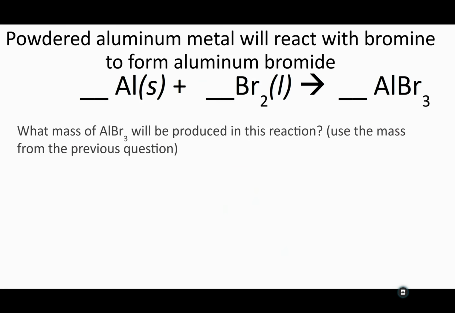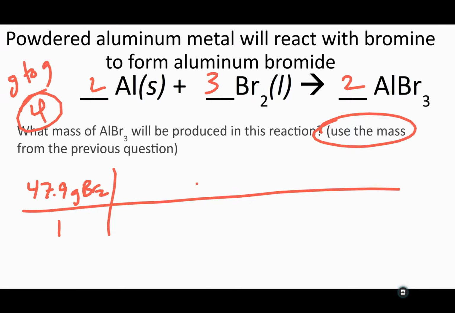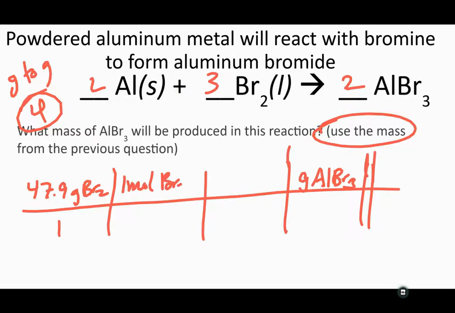This next one here is going to be grams to grams. We're going to use the mass. So we're going to use 47.9 grams of Br2 and convert that over to mass of AlBr3. Same reaction, same coefficients. Grams to grams will be 4 steps. 1, 2, 3, 4. I'm ending at grams of AlBr3 over here. So in 1 mole of Br2, that is 159.8 grams of Br2. Notice that my grams are here. Put them down here again.